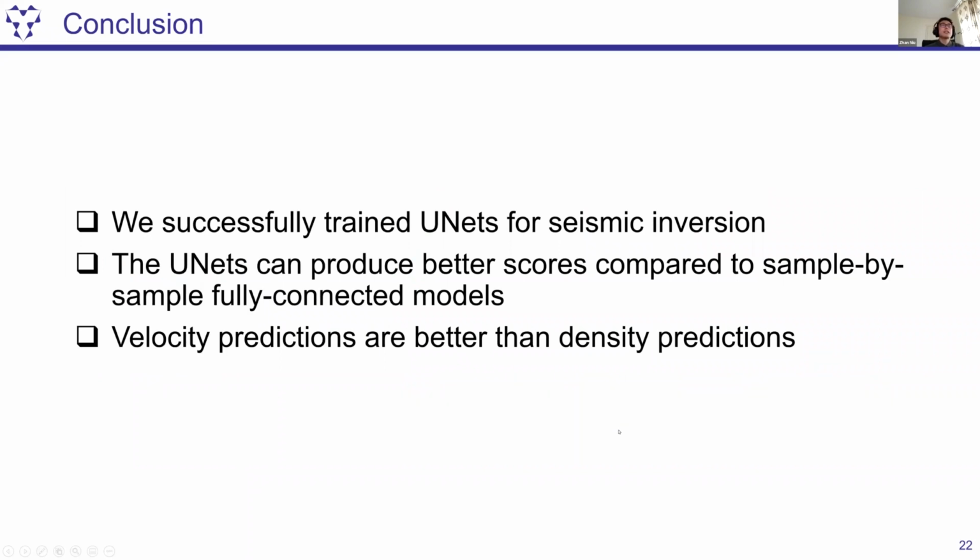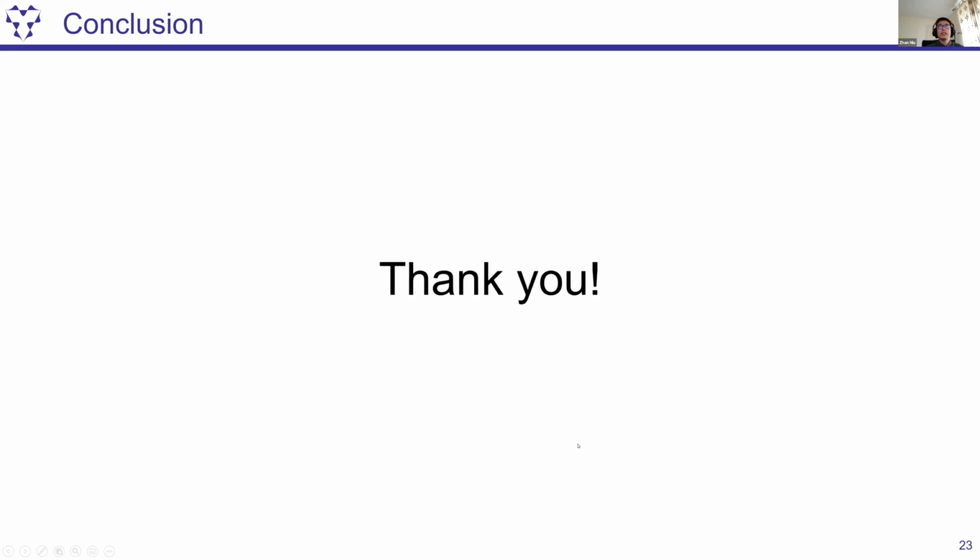So that's basically everything for this presentation. Here I conclude. First, we successfully trained the UNet for seismic inversion. After 3 weeks of work, we finally reached the goal. And also the UNet can produce better scores compared to the sample-by-sample fully connected models. This is because the UNet can make use of the surrounding data points in the input. And also velocity predictions are better than the density predictions. This is because there is a lack of information to predict correct density. So that is everything. Thank you.